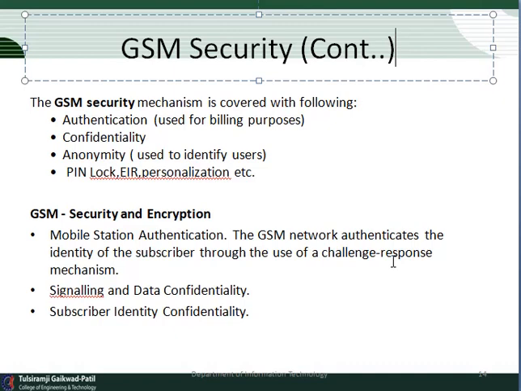GSM provides the services of security for connecting calls, receiving messages, sending messages, etc. For mobile station authentication, the GSM network authenticates the identity of the subscriber through the use of a challenge response mechanism. That is, GSM is providing an authentication mechanism to provide security to the data of the organization. Where a person is using some protocols to secure your data, or if we are accessing any information in an unsecured manner, the system notifies us that this is a harmful link to your system. So it's also a security mechanism.